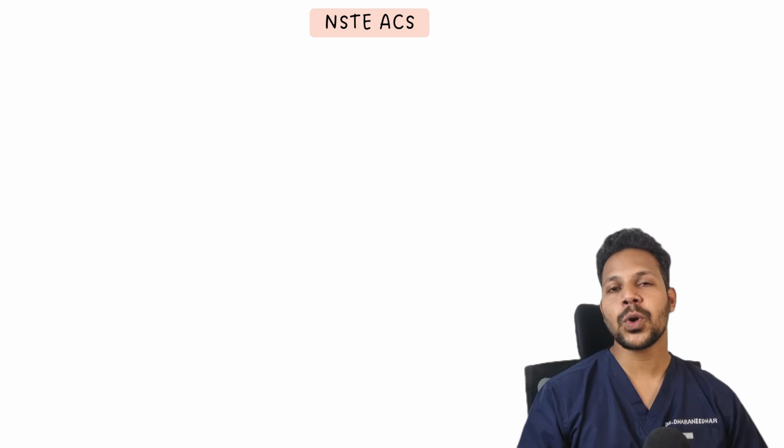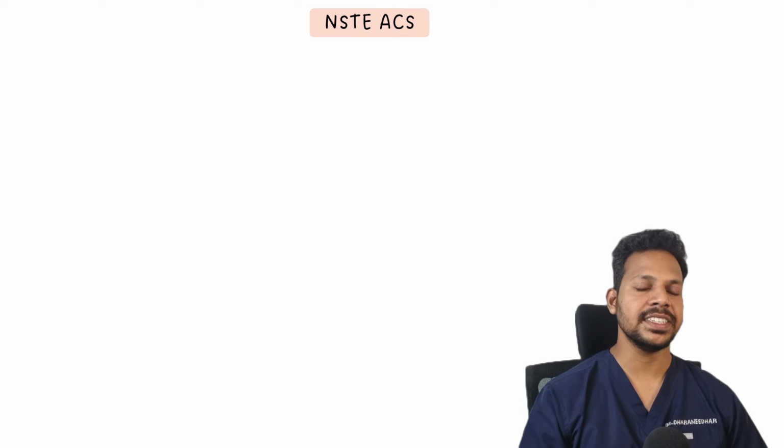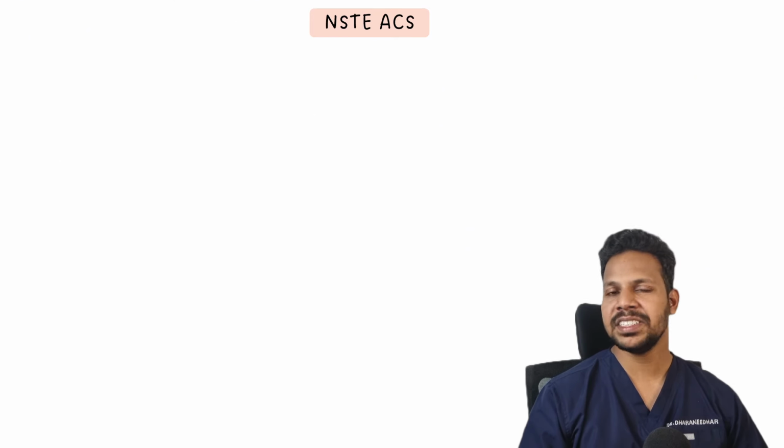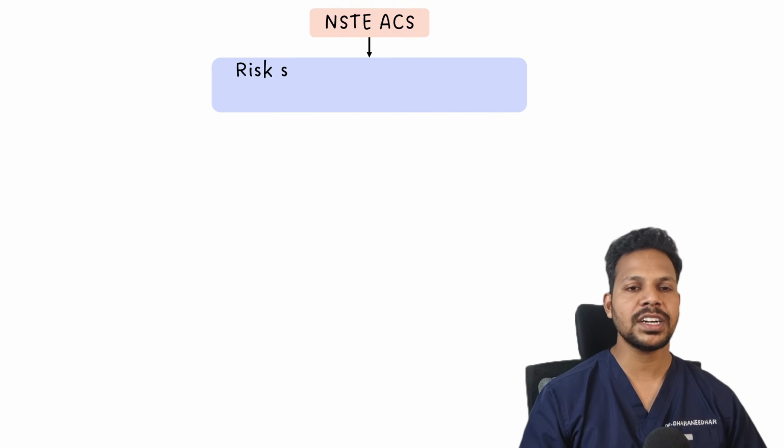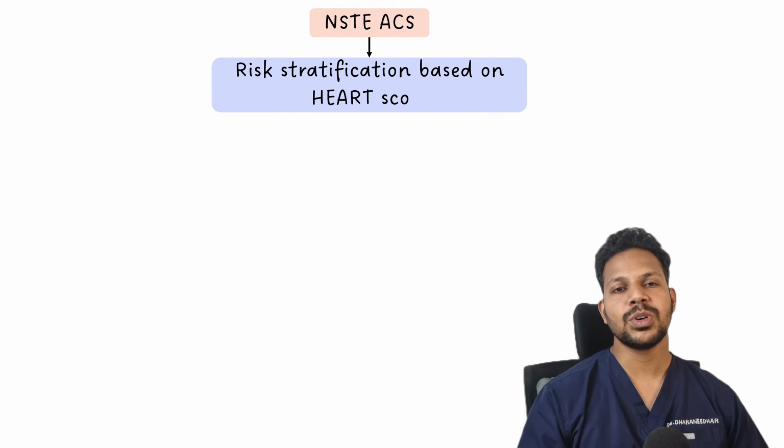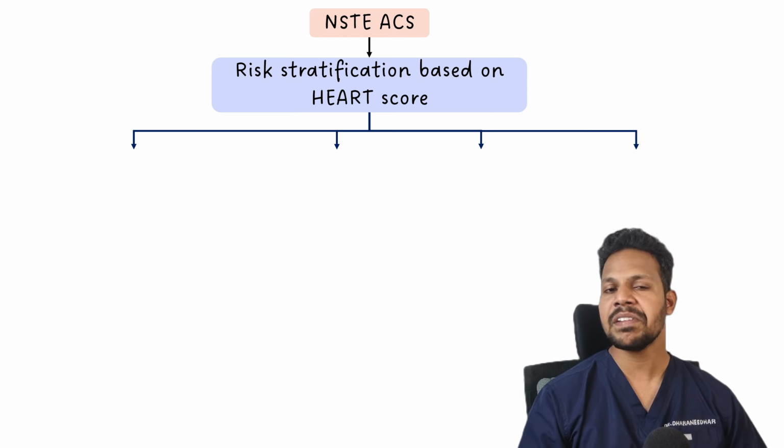Now let's look at the protocol. So these are all the treatment modalities that we have for the management of acute coronary syndrome. Now let's look at the protocol for the management of NSTE ACS. So we have already done the ECG and troponins. We have diagnosed that the patient is having NSTE acute coronary syndrome. The next step would be to do risk assessment by using the HEART score. By using the HEART score, we have differentiated into low risk, intermediate risk, high risk or very high risk.